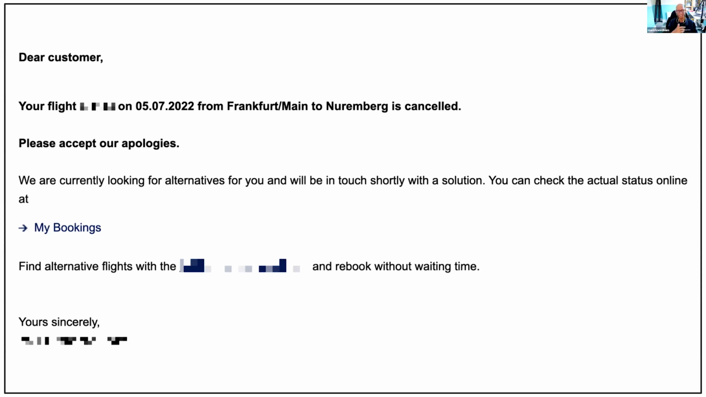So I got this message, which, I mean, it's factually accurate. It goes, "Hey, your flight on this day from Frankfurt to Nuremberg is cancelled. Please accept our apologies. We are looking for alternatives for you. We will be in touch." They didn't get in touch, and nor did they come up with any alternatives.